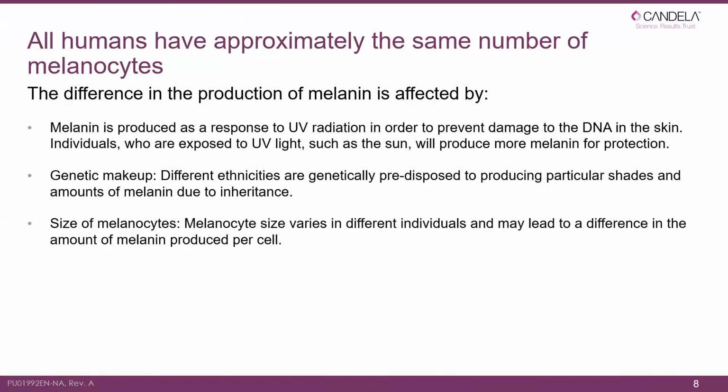Secondly, genetic makeup. So different ethnic groups have different genetically predisposed features that mean that they produce more melanin than other ethnic groups do. And this is due to inheritance. And finally, in some cases, the size of these melanocytes, these cells, can be larger. And in these individuals, it may lead to a difference in the amount of melanin that is actually produced in each one of the cells. So if the melanocytes are larger, they tend to produce more melanin.